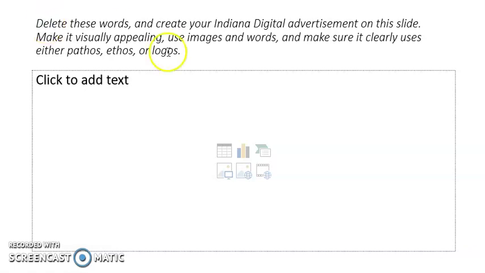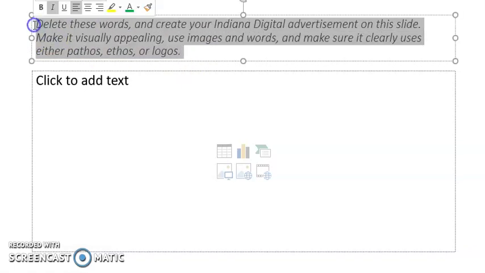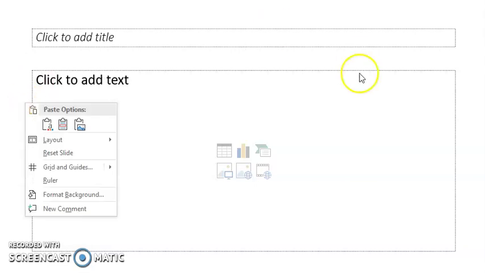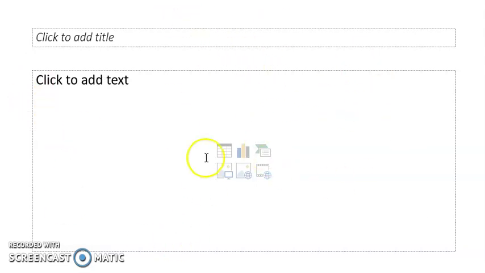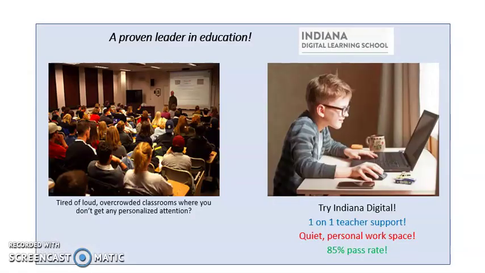So you'll delete the words on the slide, and then you'll create your own image and advertisement, magazine advertisement within the slide. So here's an example. This was created 100% in PowerPoint.